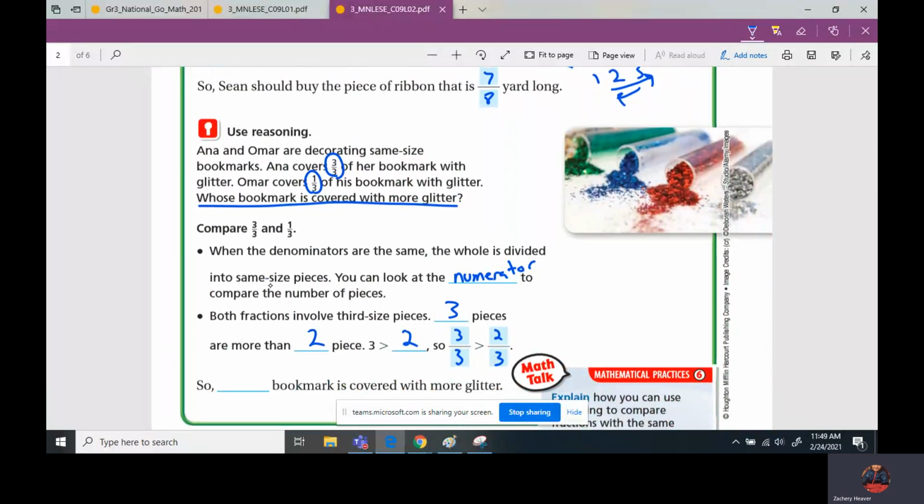So, whose bookmark is covered with more glitter? Well, who has 3/3? That is Anna. Simple, guys. This is a really easy lesson.